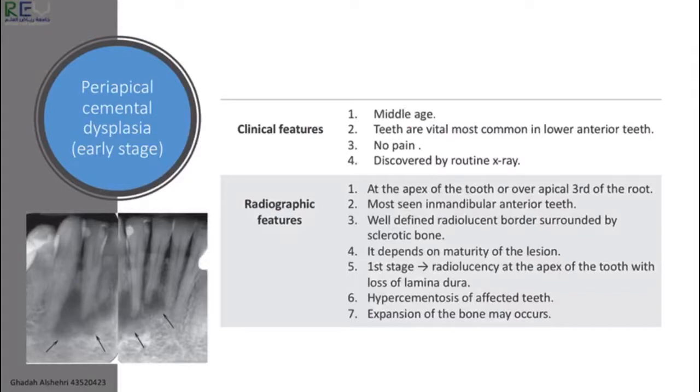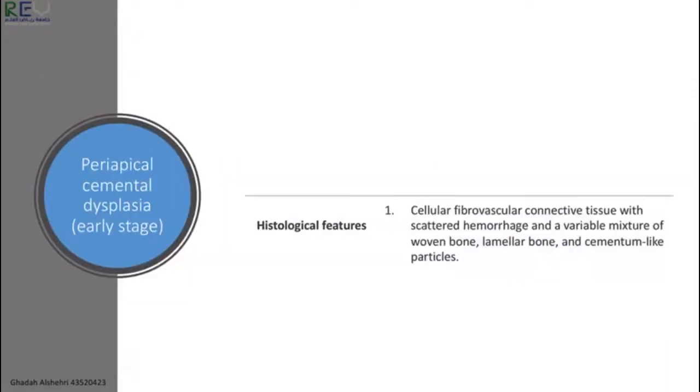We have 3 stages, and in our case, in the first stage, it is radiolucent at the apex of the tooth with loss of the lamina dura. Hypercementosis of the affected teeth, expansion of the bone may occur. Histological feature: cellular fibrovascular connective tissue with scattered hemorrhage and a variable mixture of woven bone, lamellar bone, and cementum-like particles.